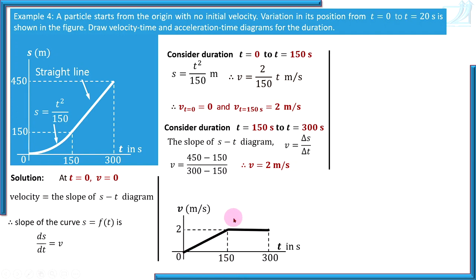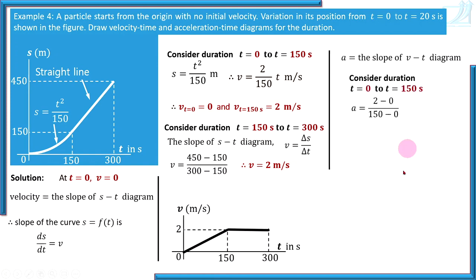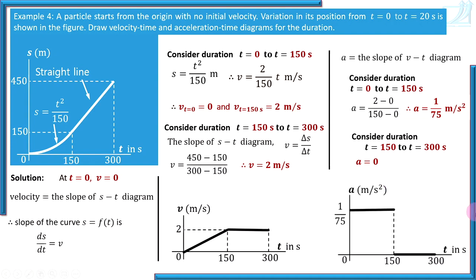Now let's draw the At diagram. Simple. Acceleration is the slope of the Vt diagram. So consider duration 0 to 150. In this duration, it is a straight line, so slope is delta y by delta x, so 2 by 150, and it is 1 by 75 meters per second squared. Now consider duration 150 to 300 seconds. In this duration, check, velocity does not change, so acceleration is 0. So this is the At diagram, very simple. 150 to 300, acceleration 0, and 0 to 150, acceleration is constant, 1 by 75 meters per second squared. So it's very simple to draw the At diagram now.